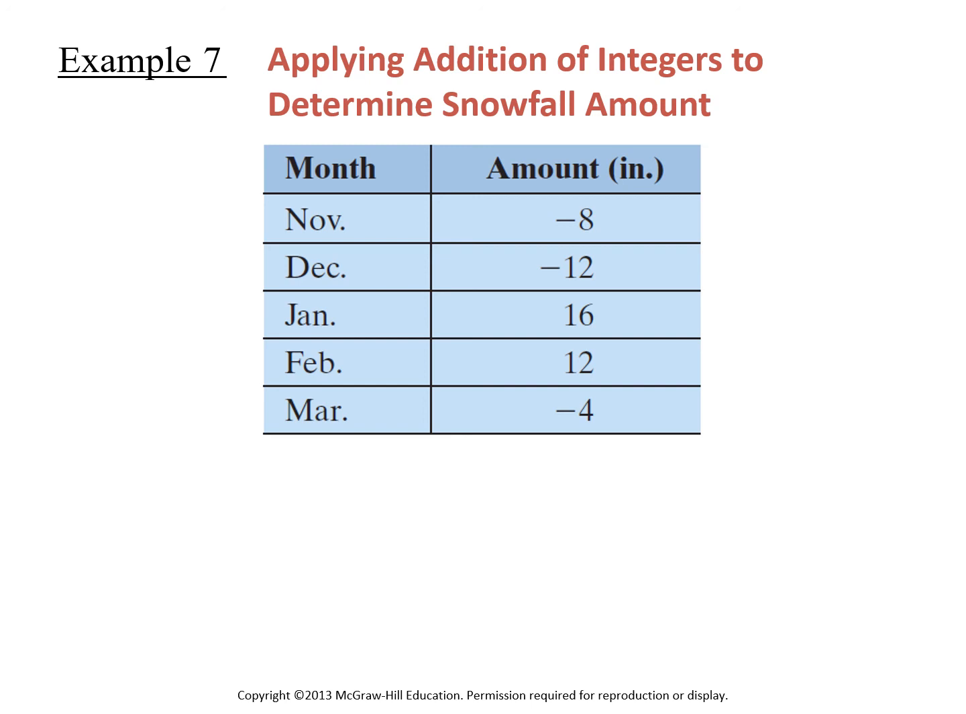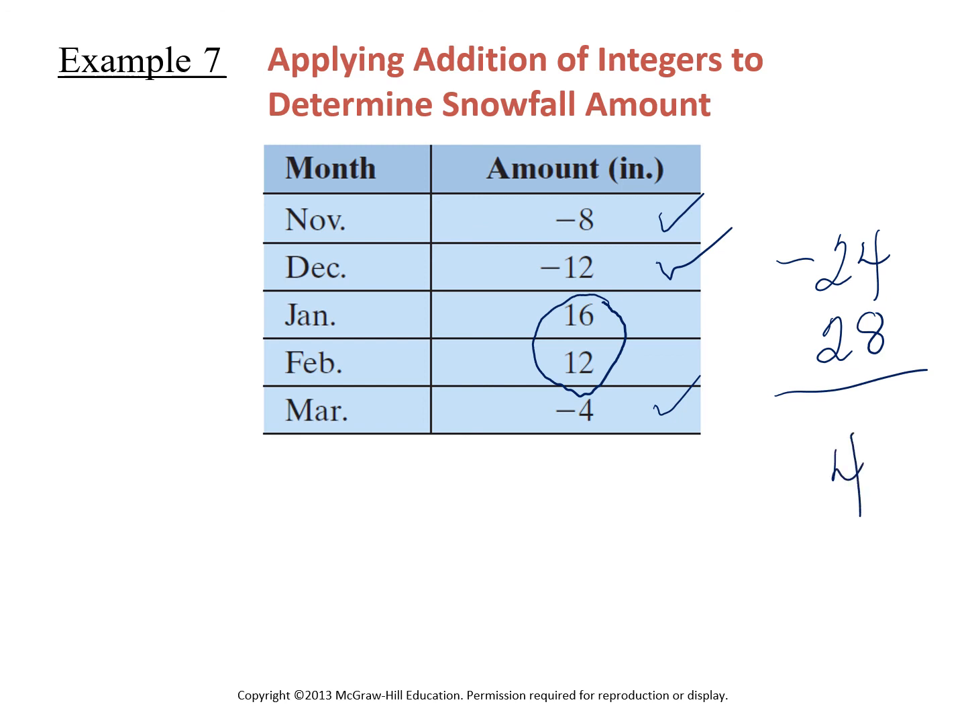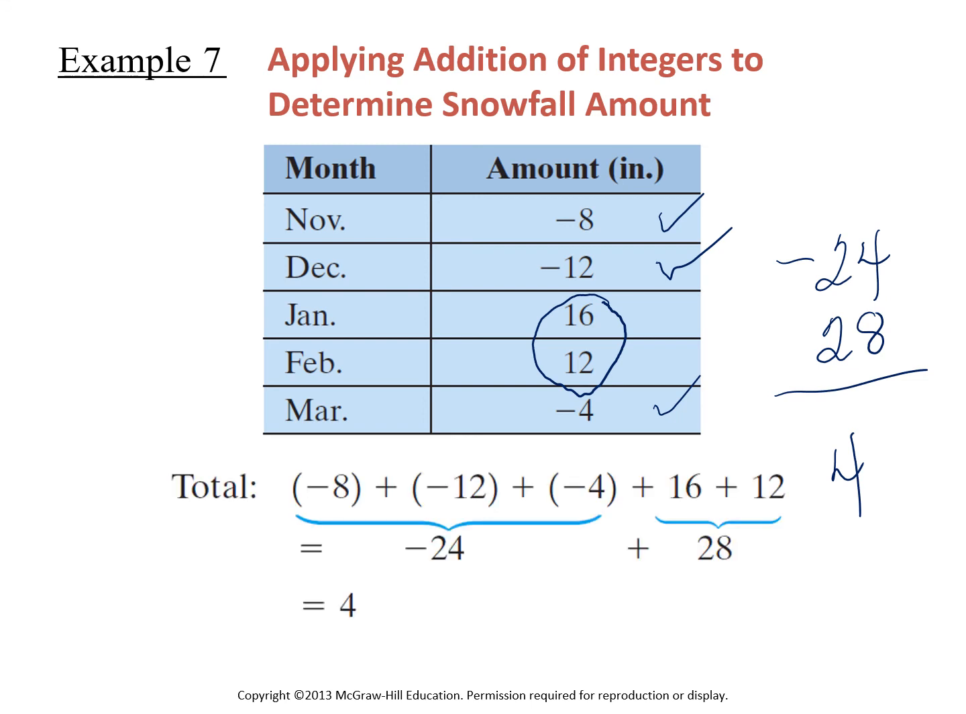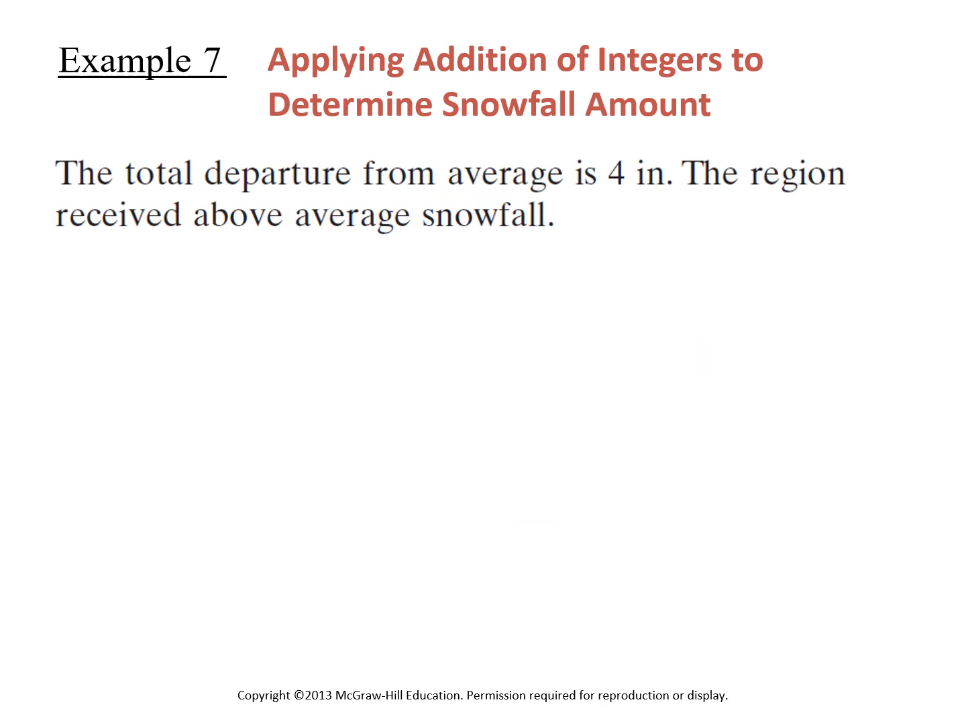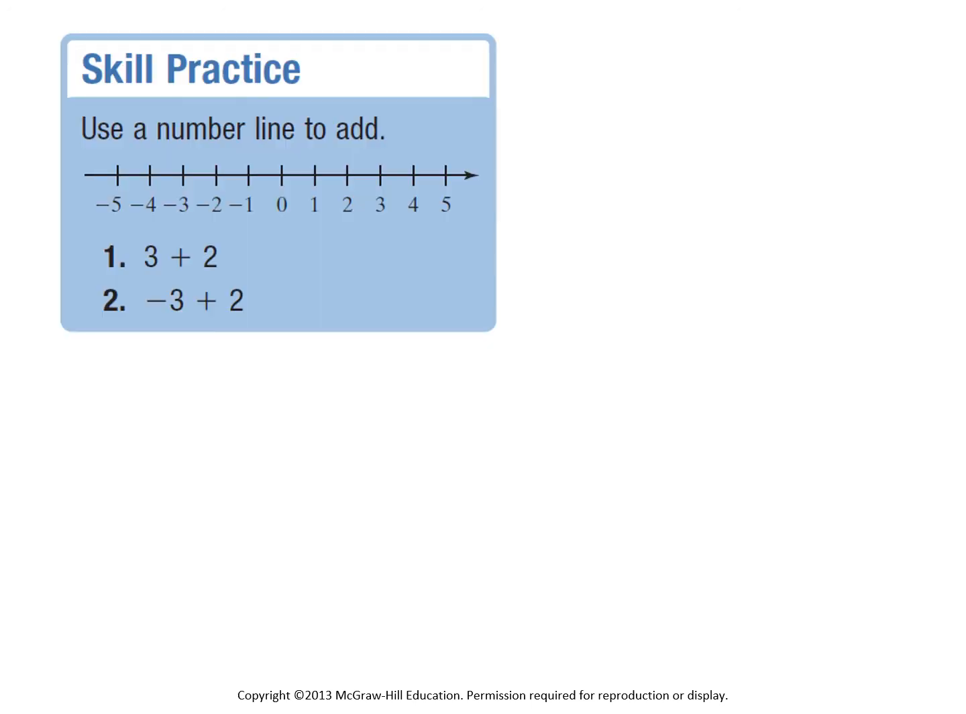If we look at combining these, we have negative 8 and negative 12, which is negative 20, and negative 4, that's negative 24. And if I combine the positive 16 and 12, that's 28. So I owe 24, I have 28, I end up with a positive 4. The total departure from average is 4 inches. The region received above average snowfall.